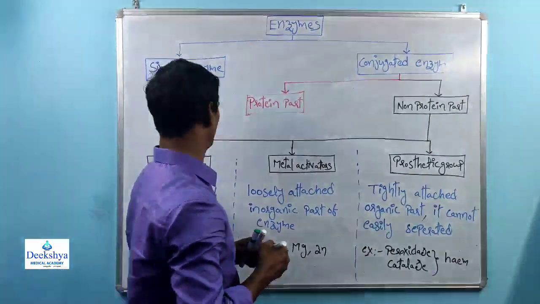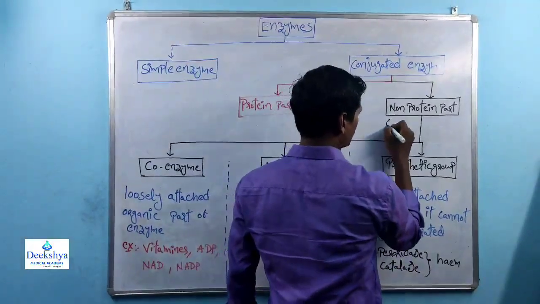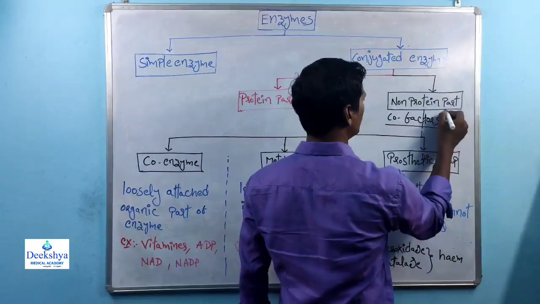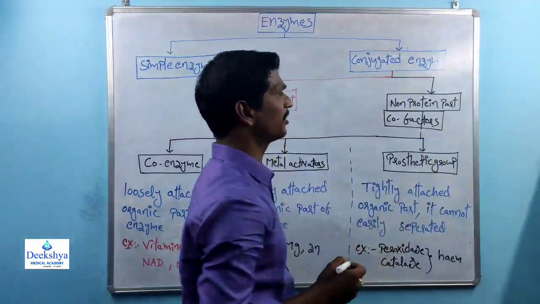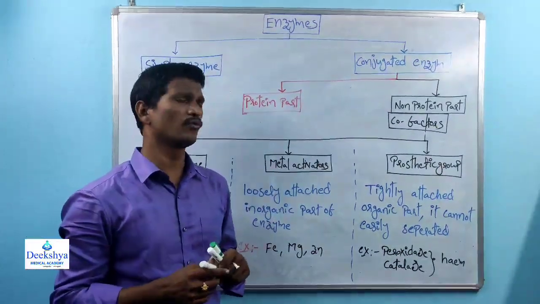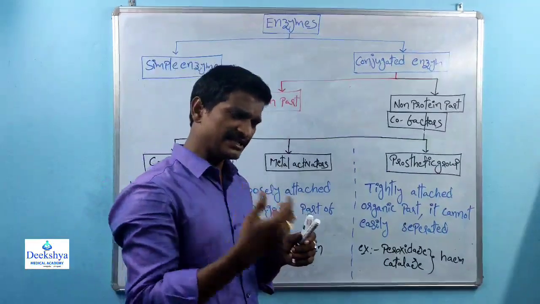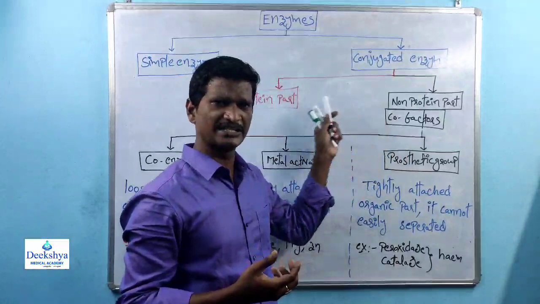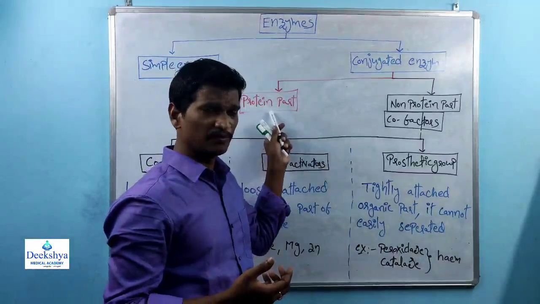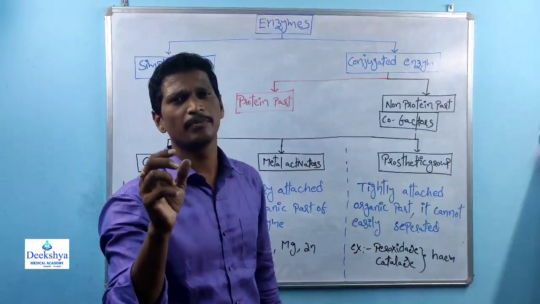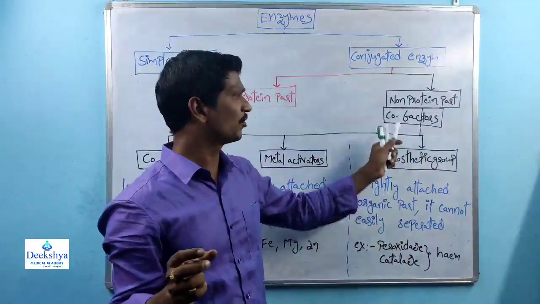These are also called cofactors. The non-protein part of any enzyme is called a cofactor. What is a cofactor? Anything an enzyme contains other than the protein part is called a cofactor. Simply, the non-protein part of an enzyme is called a cofactor.